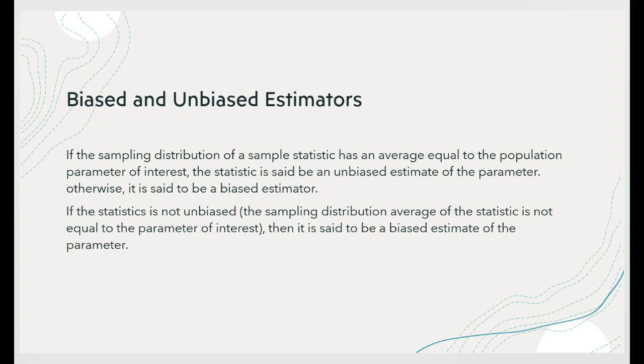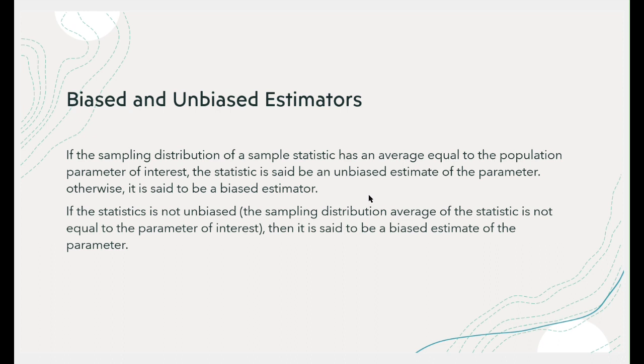All right. So I mentioned unbiased estimator. Basically, if the sampling distribution of a sample statistic has an average or a mean equal to the population parameter of interest, that statistic is said to be an unbiased estimator of the parameter. Otherwise, it is a biased estimator. If the sampling distribution average of the statistic is not equal to the parameter, then it's said to be a biased estimate of the parameter.